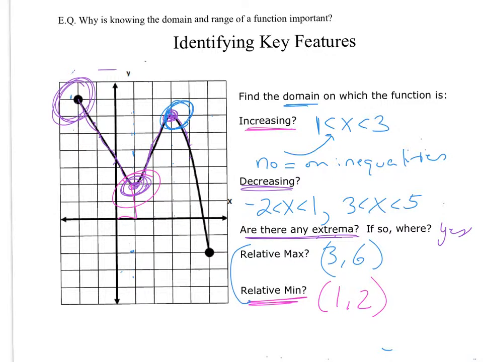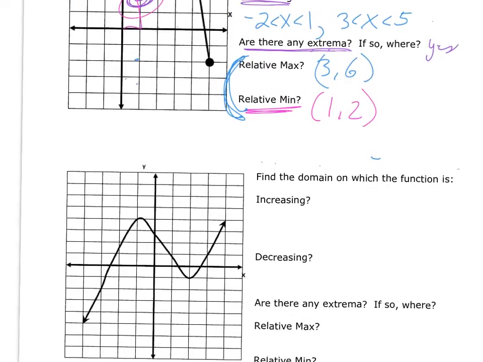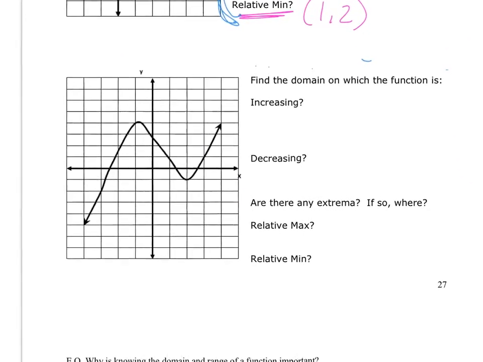Remember, we do not put equal signs on our inequalities when we're doing increasing and decreasing, because at the relative max and mins, we would not say it's increasing or decreasing. It actually stopped and turned around. Okay, let's do one more.